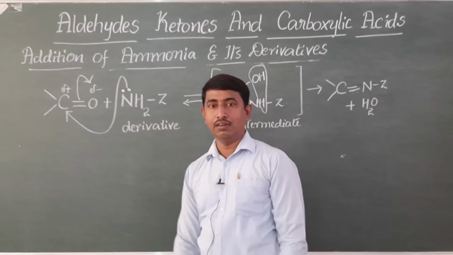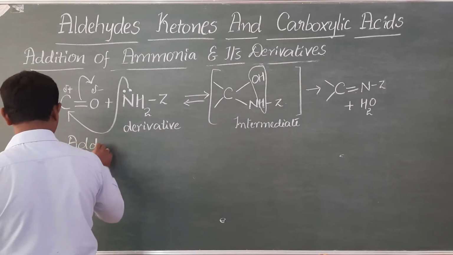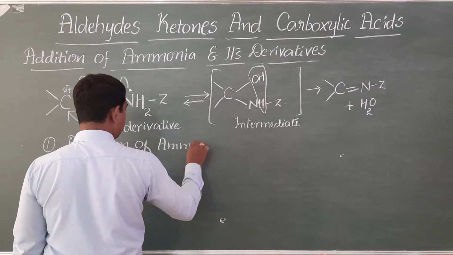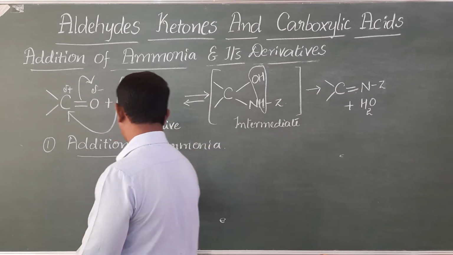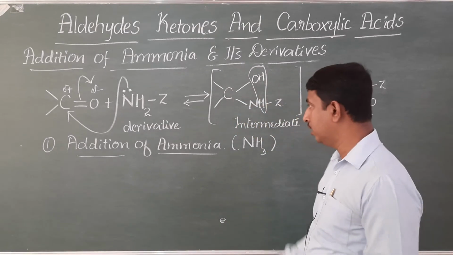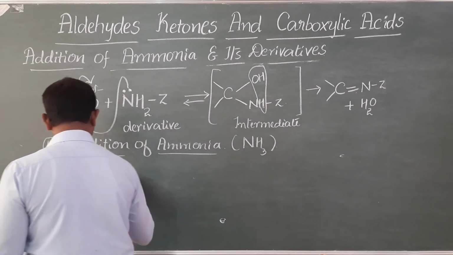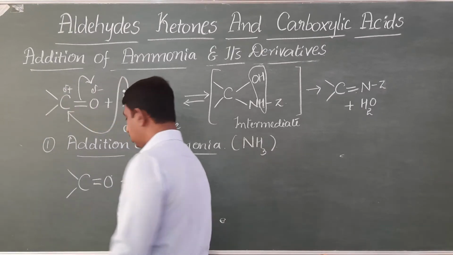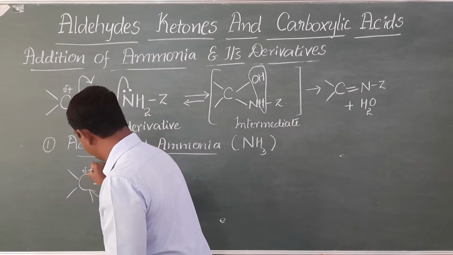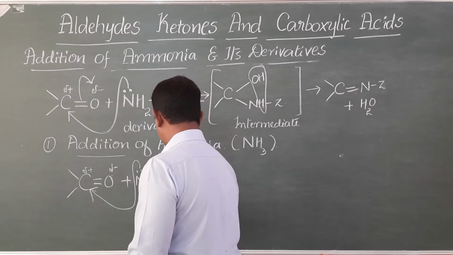Now let us discuss the reactions one by one. First one, addition of ammonia. Formula of ammonia, it is NH3. Let us write the same mechanism. C double bond O plus NH3. Nucleophilic attack upon carbon. It is a reversible reaction.